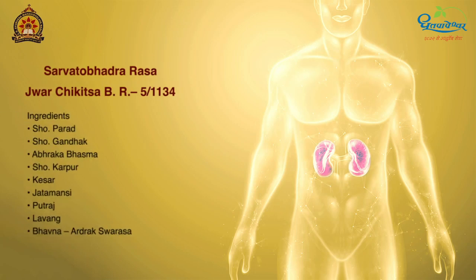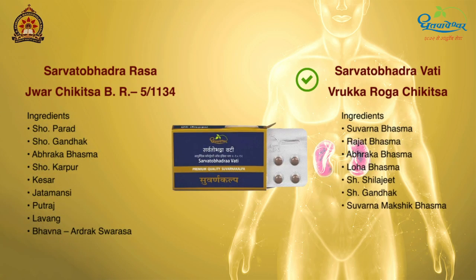Nice that you have clarified this. In Kayachikitsa, the medicine which is described is Sarvatobhadra Rasa. Okay. And in the Vrikka Vikara, the thing which is described is Sarvatobhadravati. In Sarvatobhadravati, the ingredients are Swarna, Rajat, Abhrak, Loh, and Gandhak, Makshik. While in Sarvatobhadra Rasa, it is Parad.